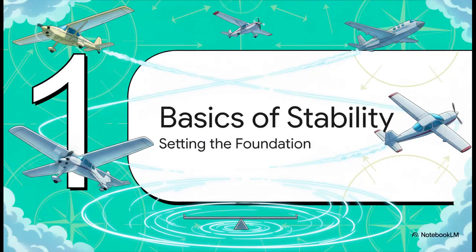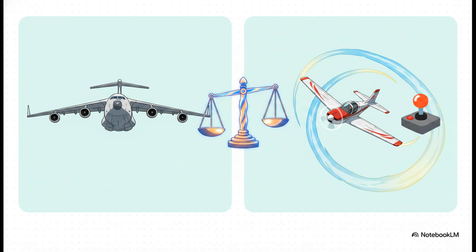Okay, section 1. The basics of stability. Setting the foundation. Let's lay the groundwork for what this actually means when you're up in the air. So, the crucial point here is a classic exam trick. You have to understand the trade-off. Stability is an aircraft's inherent design quality to correct for conditions that disturb its equilibrium. It naturally wants to return to its original flight path. But here's the catch. This directly fights against maneuverability and controllability.